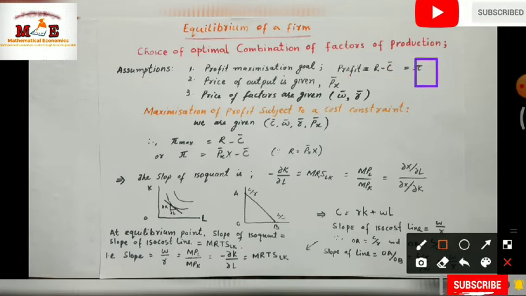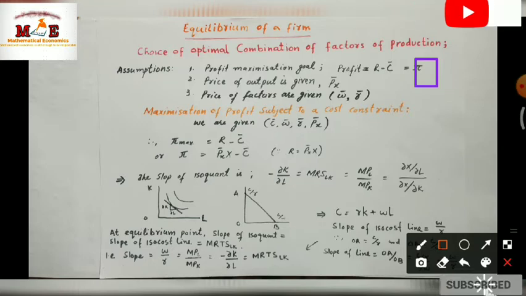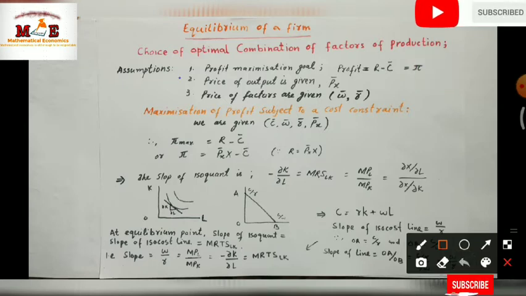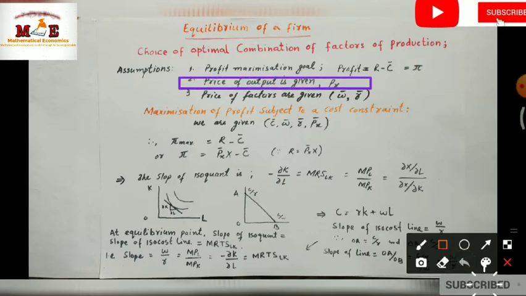The second assumption is the price of output is given, that is P of X. If we consider the product produced by the firm is X, the price of that product is fixed as P of X.